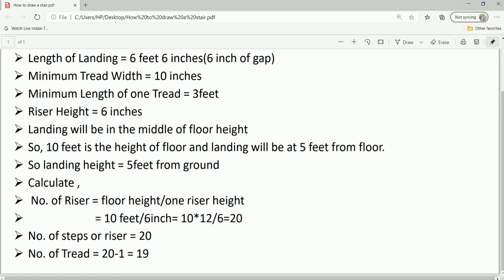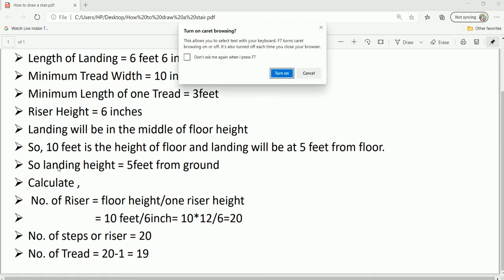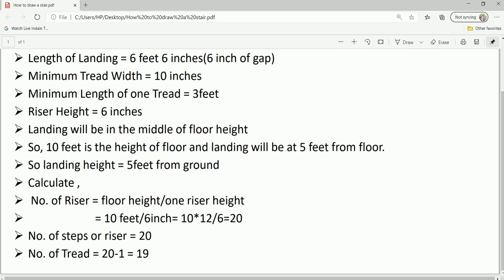This 20 is the number of risers. So number of risers or steps both are same. So this is the 20 and treads will be 20 minus 1. If the risers are 20, then treads will be less by 1, so 19. If you need to increase your riser height from 6 inches to 8 inches, then you will get fewer risers. The number of risers will be less, like 16, 18. So this is the stair for a residential building. So this is the process.